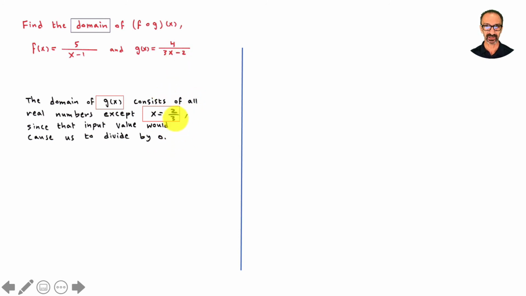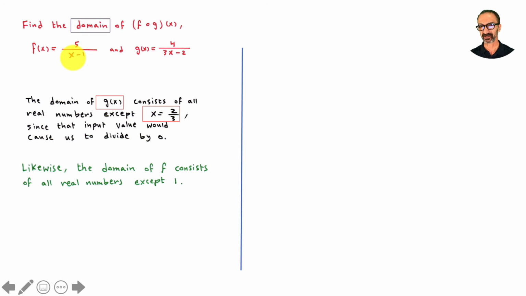The second one is something that you have to be careful with. Now, likewise, the domain of f consists of all real numbers except 1. Looking at f right here, I could plug in anything. I could plug in 2, I'll get 5 over 2 minus 1. I could plug in 10, 5 over 10 minus 1. But I can't plug in 1. 5 over 1 minus 1 will be 5 over 0, which is undefined.